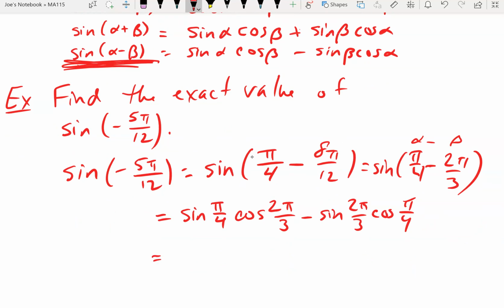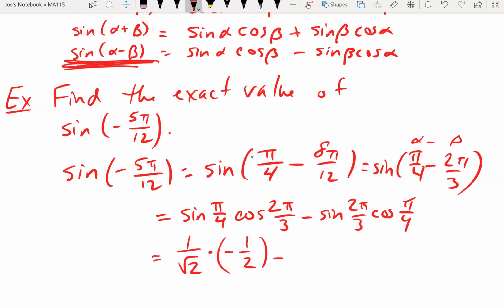sine of pi over 4 is 1 over square root of 2. Cosine of 2 pi over 3. Well, the reference angle is pi over 3. Cosine of pi over 3 is 1/2. And then what quadrant is 2 pi over 3 in? 2. So it'd be negative, right? Because cosine is negative in quadrant 2. The reference angle is pi over 3. That's why I know the absolute value piece, the actual value, the 1/2, because that's cosine of pi over 3. I know it's negative because 2 pi over 3 here is in quadrant 2.